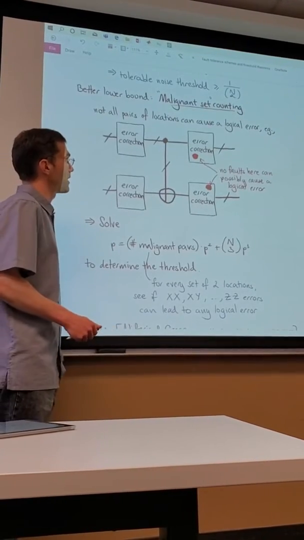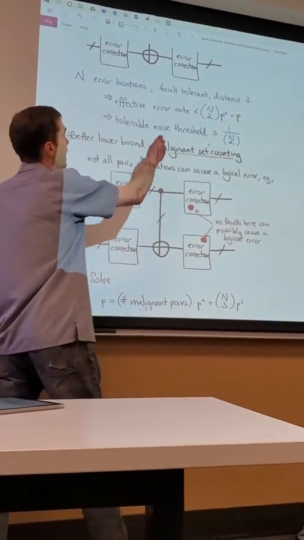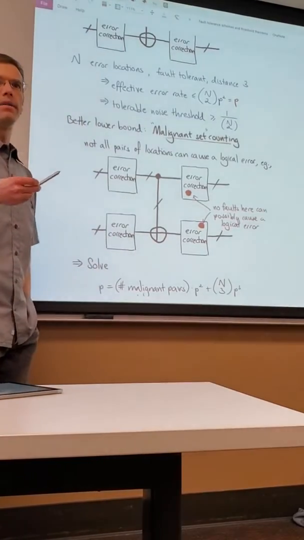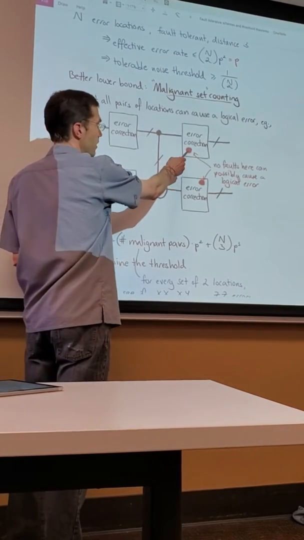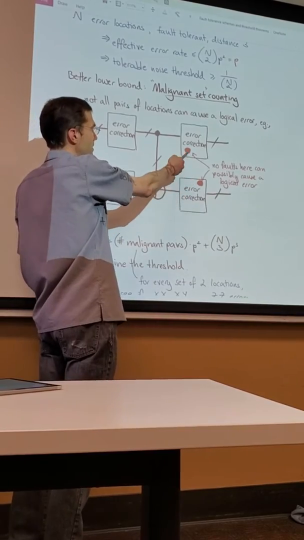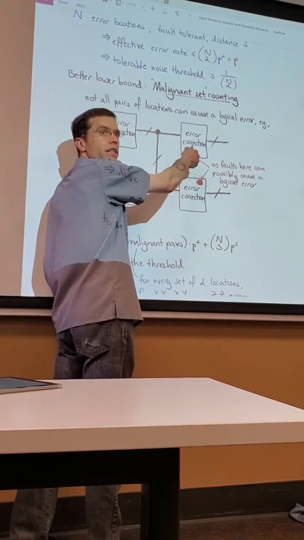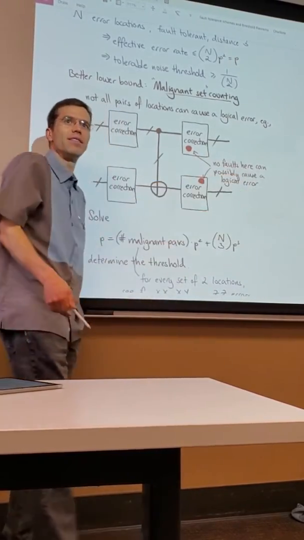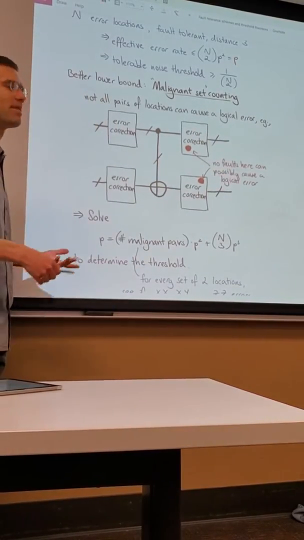And so in malignant set counting, here I said any two faults, any two locations that fail, we call that bad. But in fact, it's not necessarily bad. So for example, here, if these two locations fail, that's not going to be bad because this guy is just going to cause a weight 1 error because it's fault tolerant error correction. So you have a weight 1 error here and a weight 1 error on this block. Whatever, that's fine. You've had 2 faults and you have 2 weight 1 errors. That's not going to mess up anything.